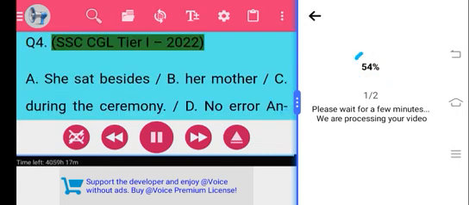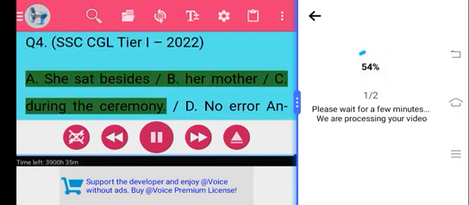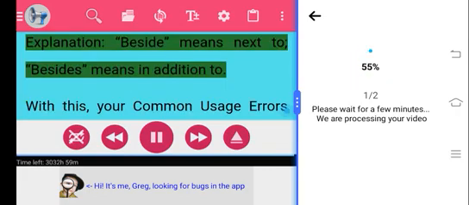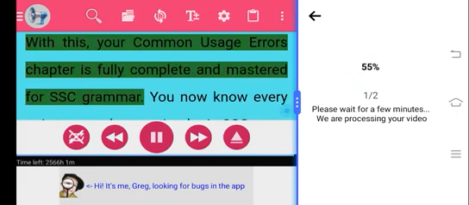Q4. SSC CGL Tier 1 2022. She sat beside her mother during the ceremony. D, no error. Answer: she sat besides. Correction: she sat beside. Explanation: beside means next to. Besides means in addition to.